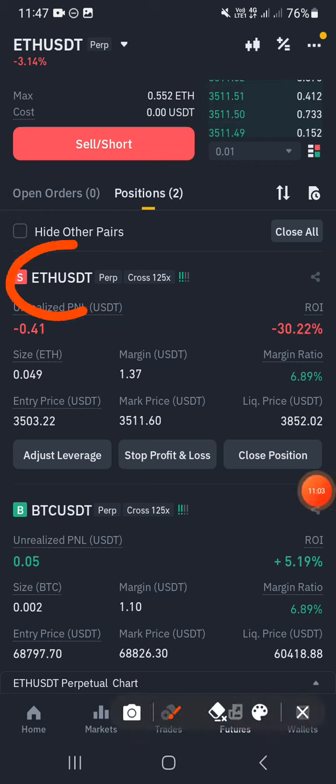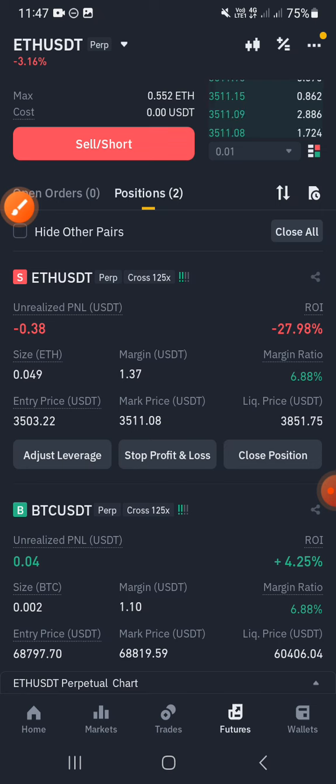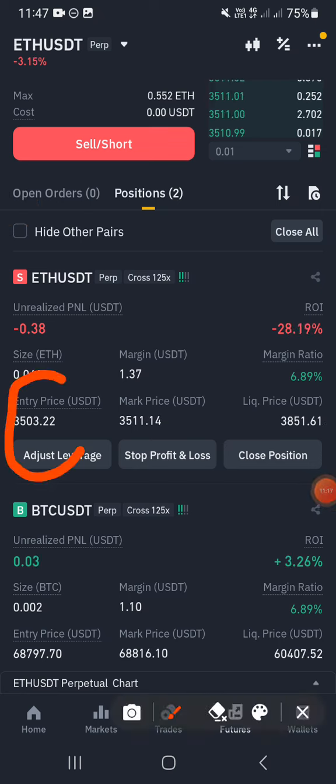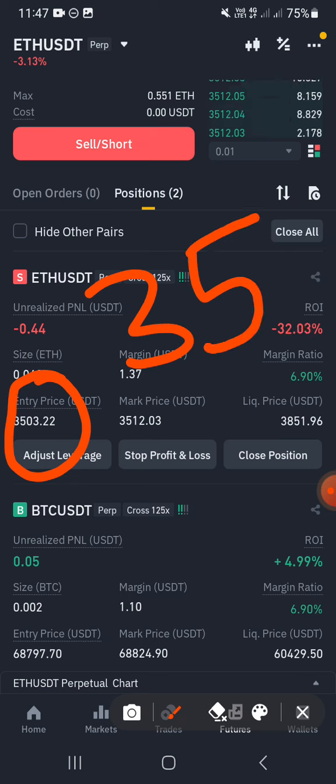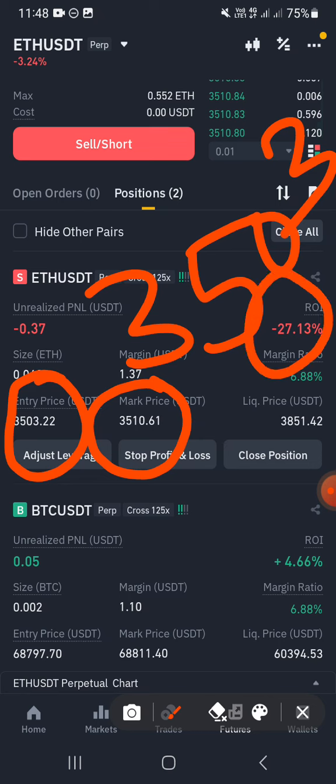I short Ethereum with just this small amount, while I long Bitcoin with this small amount as well. Now, I want to show you what your interest should be. Your interest should be on the entry price. The entry price of Ethereum when I shorted it was $3,503. The price of Ethereum is now $3,510. That is why you see I'm losing, because I shorted it, but Ethereum is going up.